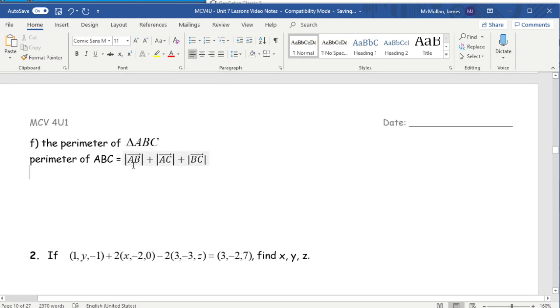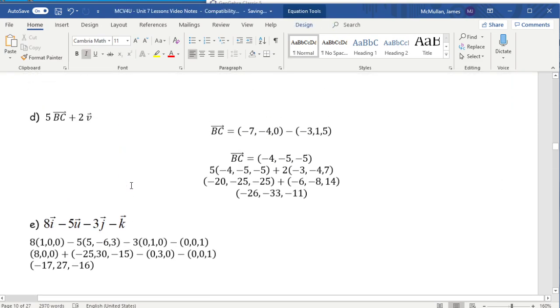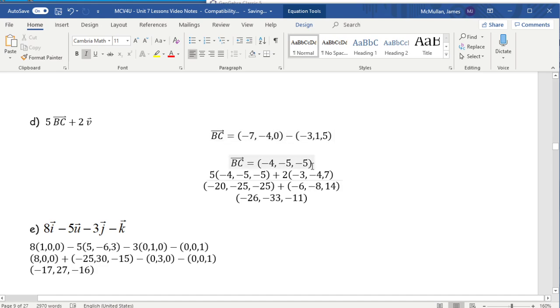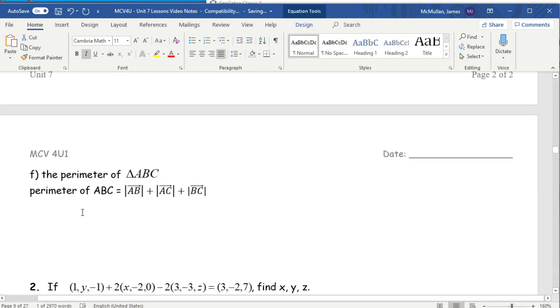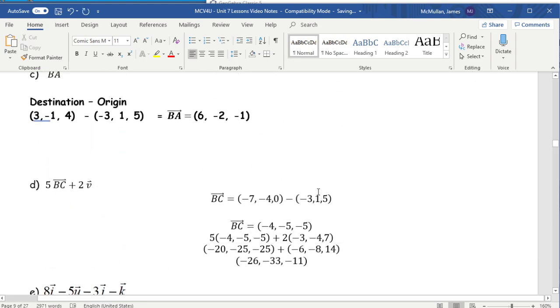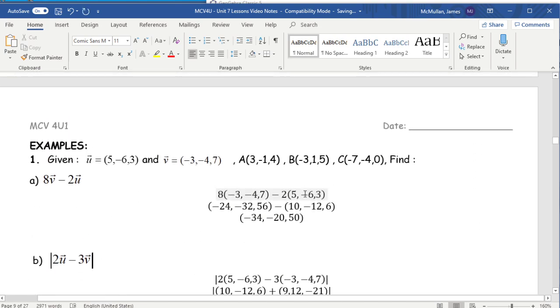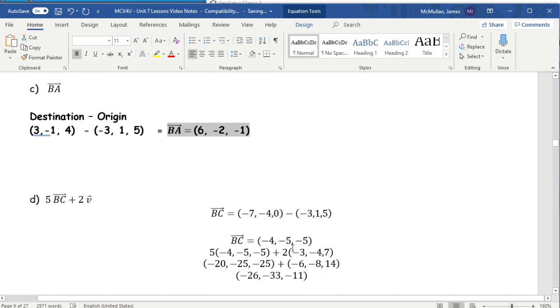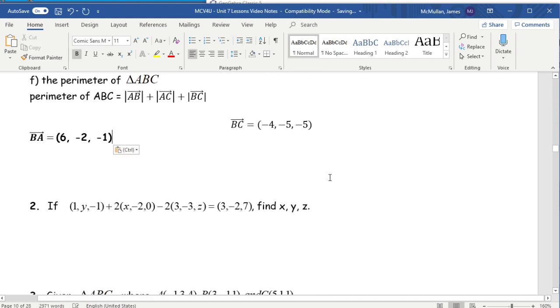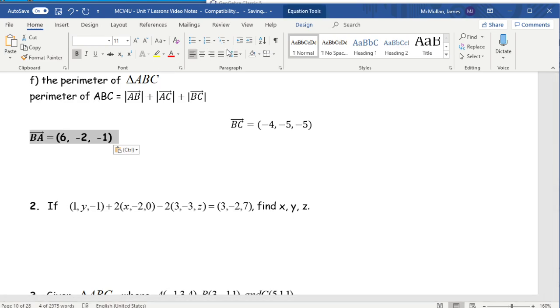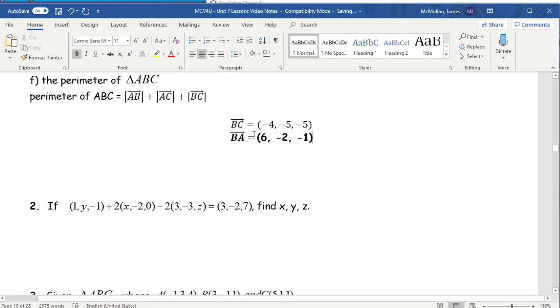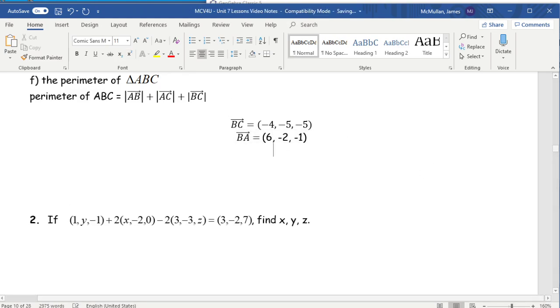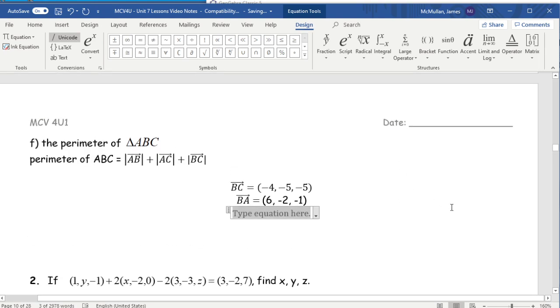What we need to do is find a vector AB, AC, and BC. Now, from our work above, we already have a vector BC. So let's write that down so we don't lose it. I think we also have a vector AB, don't we? So here's our vector AB. Now, it actually is BA, but it doesn't matter because all I'm looking for is its magnitude, and its magnitude is just going to be the square root of those numbers. So whether it's pointed forward or backward, it has the same magnitude.